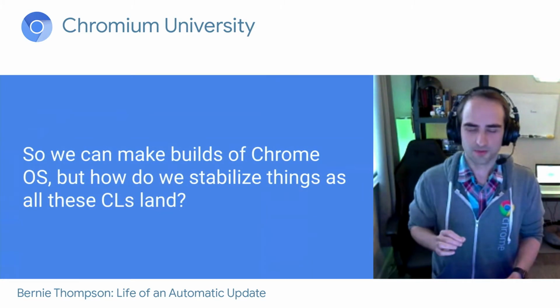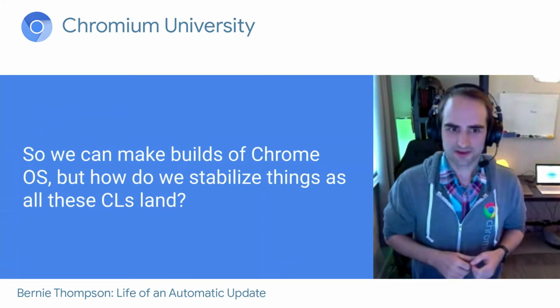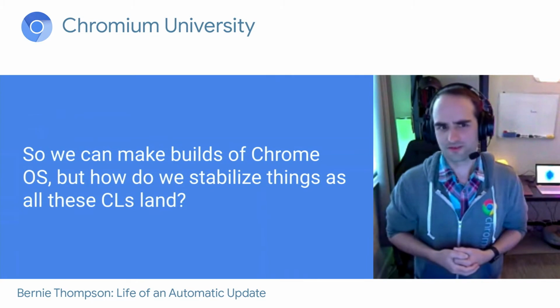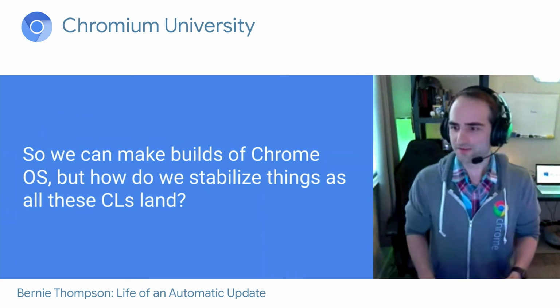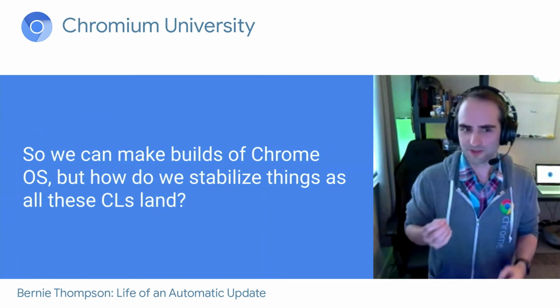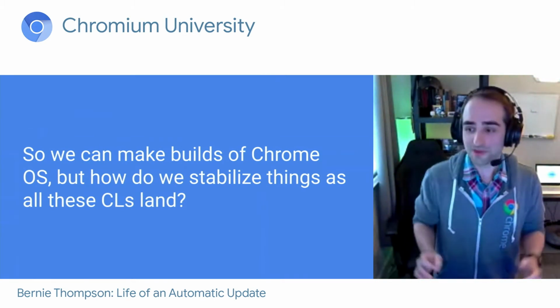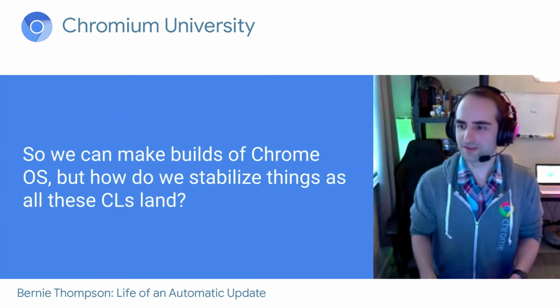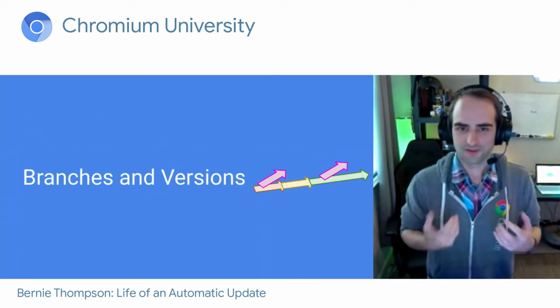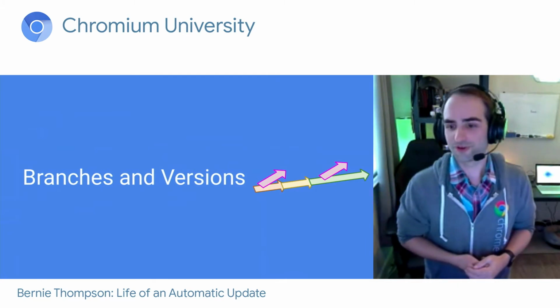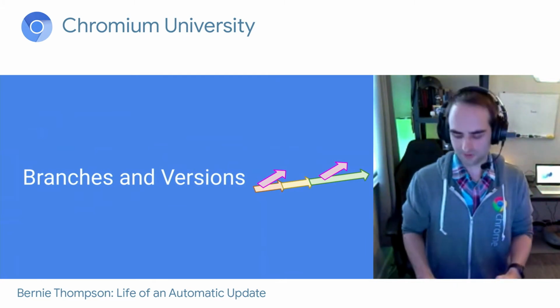So we can make builds of Chrome OS, but how do we stabilize these things? As all these CLs land, because there's a lot going on here, just because we can land everything on TOT and maybe even test everything in advance doesn't mean that it's 100% good right off the bat. So next we can talk a little bit about branches and version numbers in Chrome OS, which is kind of how we achieve stability.